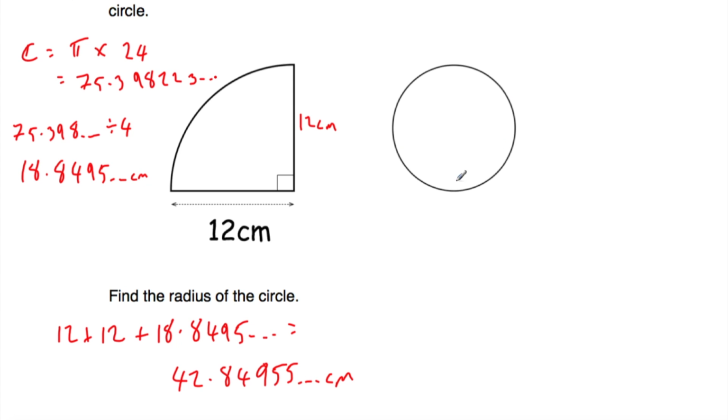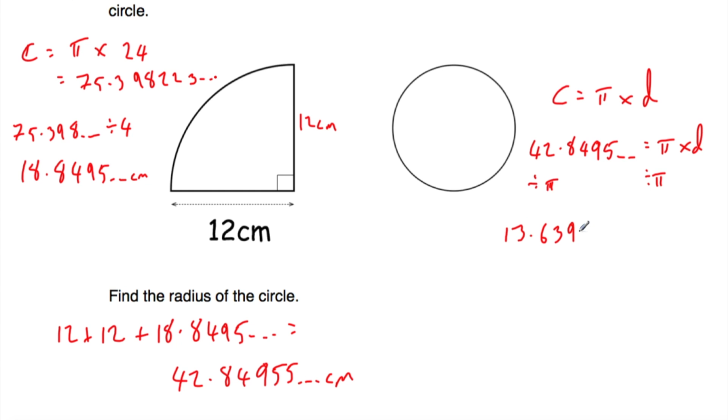And we're told that the circumference of the circle is equal to the perimeter of the quarter circle. So that means the circumference of this circle is 42.84955 and so on. The circumference is equal to pi times diameter. So that's 42.8495 and so on, equal to pi times diameter. Now let's divide both sides by pi to find the diameter. So we're going to take our answer and divide it by pi, and that would give us 13.6394 and so on centimeters, and that's equal to the diameter of the circle.